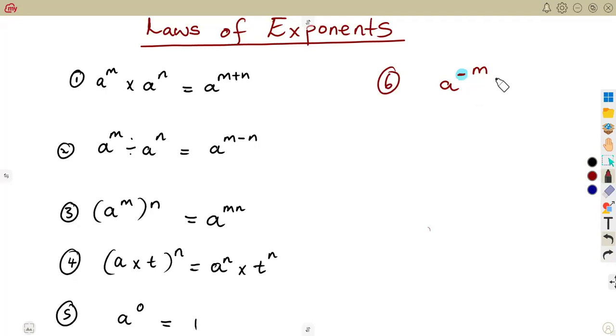So how do we remove this? The moment we remove this, we are going to have it as 1 over. So this 1 over is to remove this negative. It's no longer there.